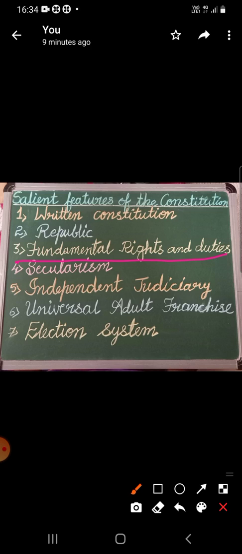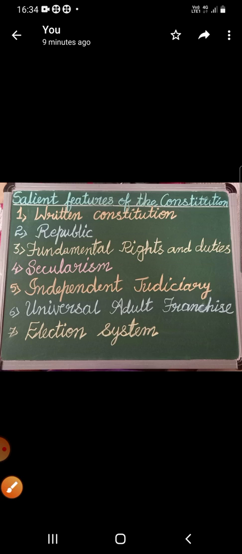What is the fourth one? The fourth point is secularism.